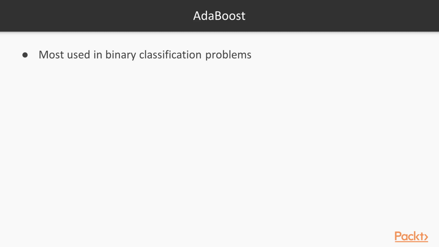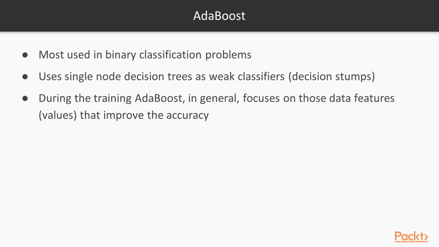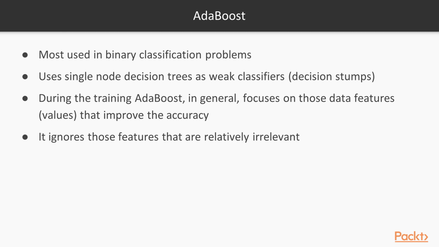So what about AdaBoost? This is the most commonly used algorithm in binary classification problems. By default, it uses single node decision trees, which are weak classifiers, also called decision stumps. During training, AdaBoost focuses on those data features that improve accuracy, and it ignores those that are relatively irrelevant.